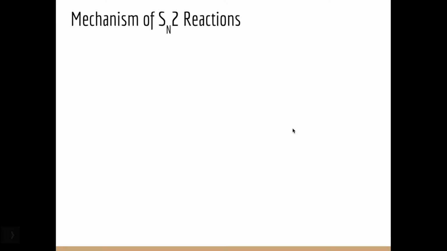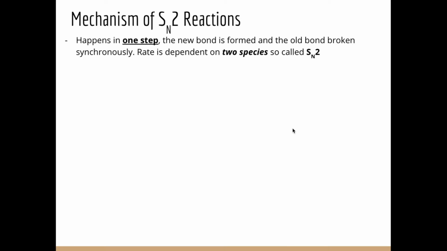Let's look at the mechanisms. Let's see where the electrons are going, where they're coming from, what bonds are breaking, what bonds are forming. Like I say, our SN2 happens in one step. The new bond is formed and the old bond is broken synchronously at the same time. Rate is dependent on two species. Only one step, we have a rate determining step that involves both the reactants.